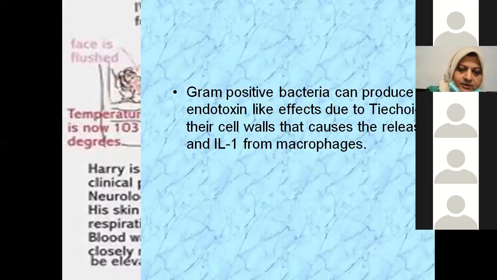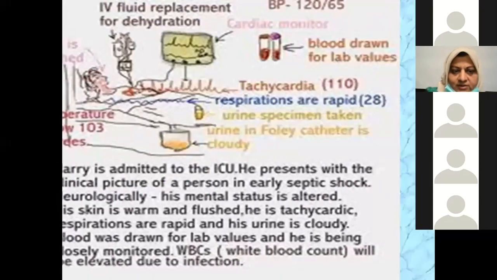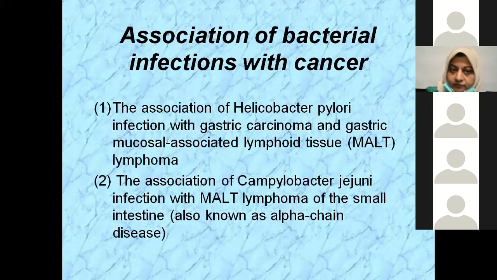This is something for you to go through, and you will like to solve this type of quiz. So gram-negative, gram-positive bacteria also have teichoic acid that has endotoxin-like effect, but not all of them.